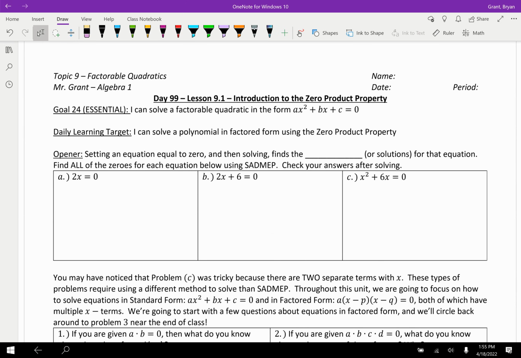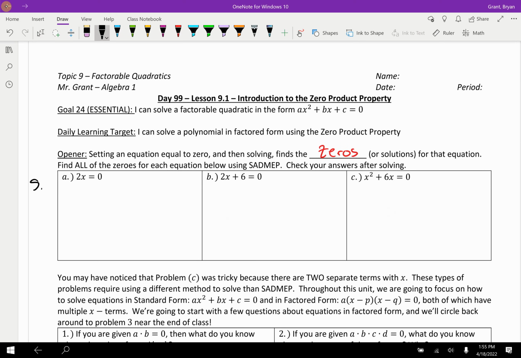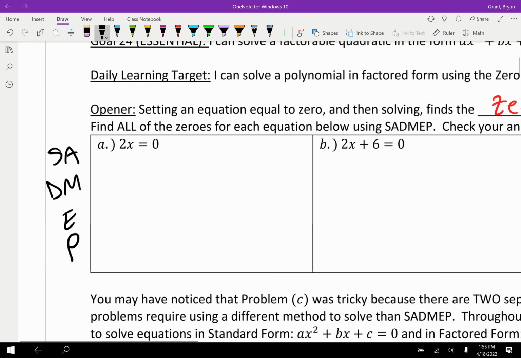Let's get some review. Setting an equation equal to 0 and then solving finds the zeros, or you can call them the solutions, for that equation. So let's go ahead using SADMAP. That's what we've always used so far to isolate x. And let's isolate x in each of these three equations. Ready, set, go.